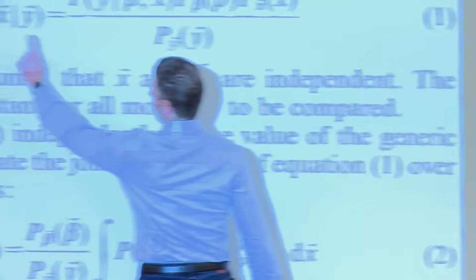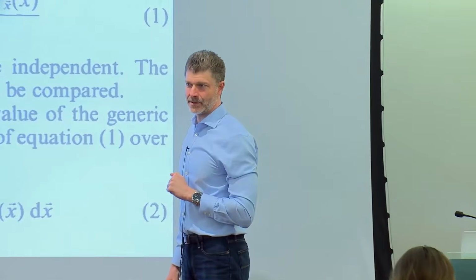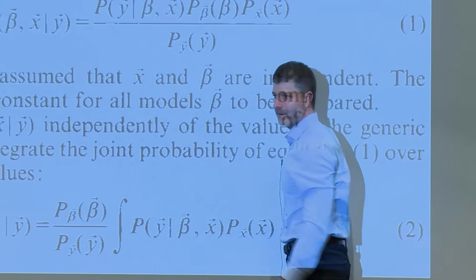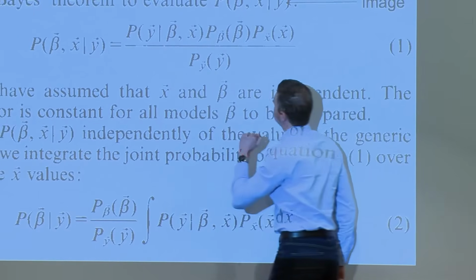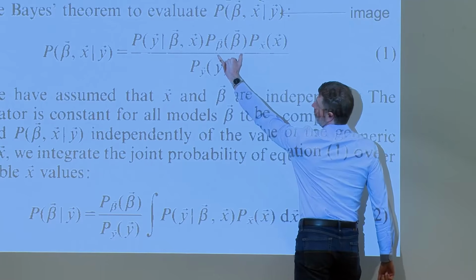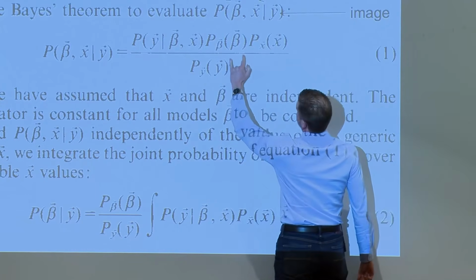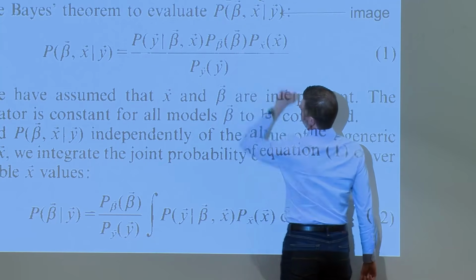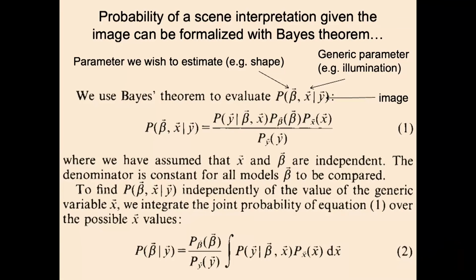So this is just Bayes' theorem. We've got the posterior here. Anybody remember what this thing is called? Y is the image. What is this? The probability of the image given the scene interpretation, yeah? Yep, that's the likelihood. It just looks a little different because you've got two variables here. And remember, what is this? That's the prior, yeah. And so you've got two priors, one over the shape and one over the illumination. So this is just the thing that you're used to seeing. It just looks a little different because there are now two variables.